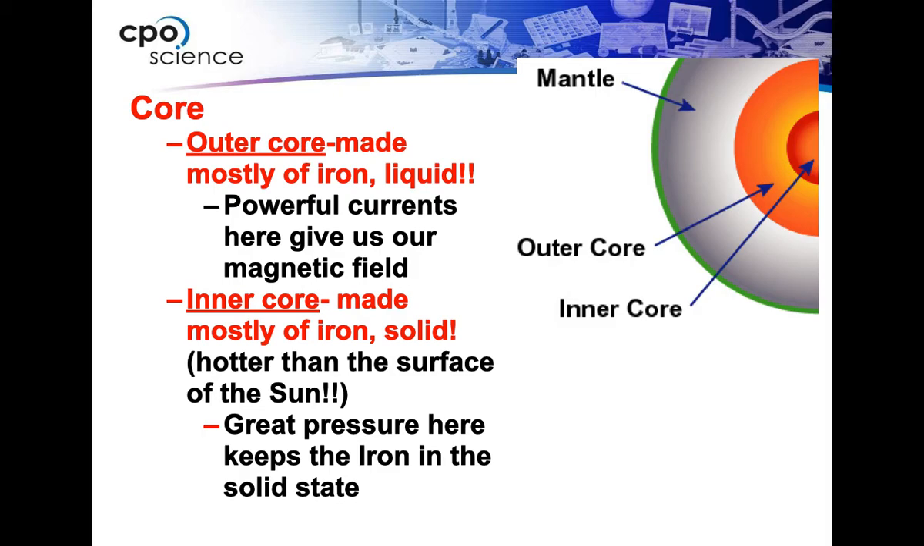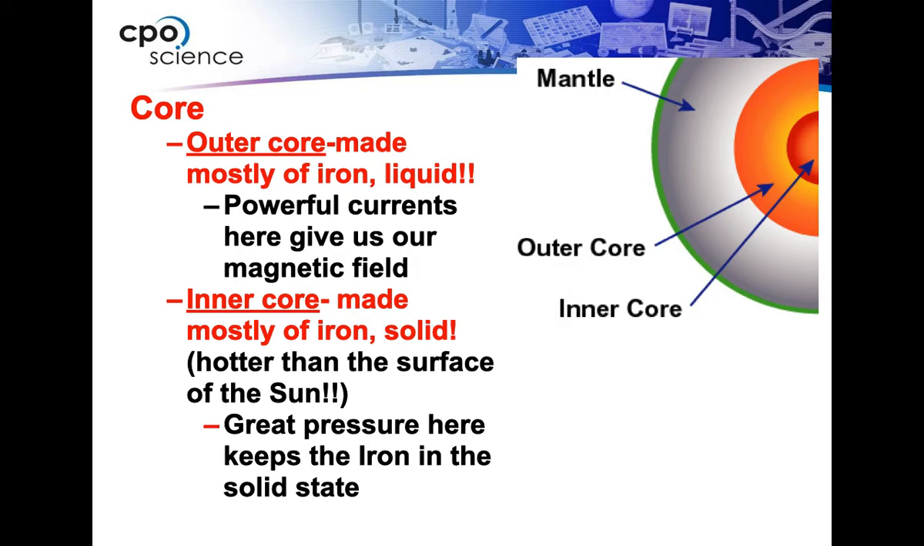For our core, we have the outer core and the inner core. The outer core is made mostly of iron. It's liquid. It is very important to Earth because this liquid is moving. Just like we have convection currents in the atmosphere, where you have warm material rising and cold material sinking, the same thing's happening in the outer core. You have this warm material rising, it's going to cool off a little bit, and then it's going to sink back down. So you have these currents of iron.